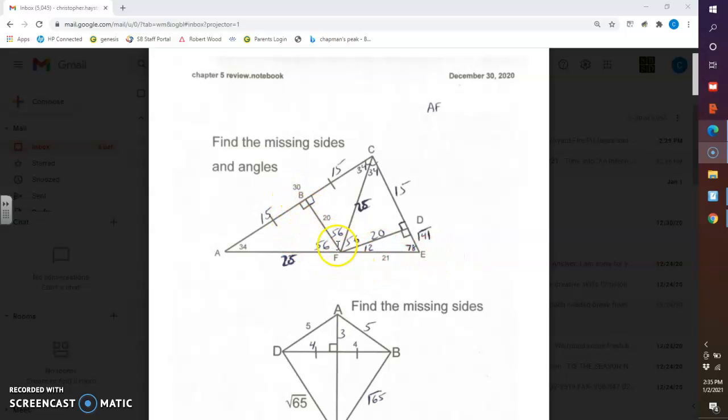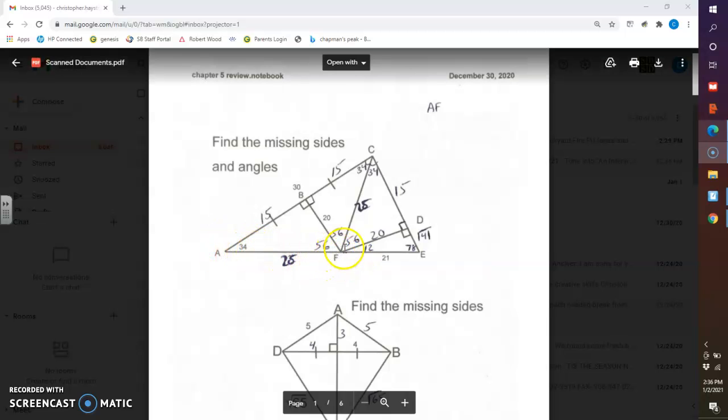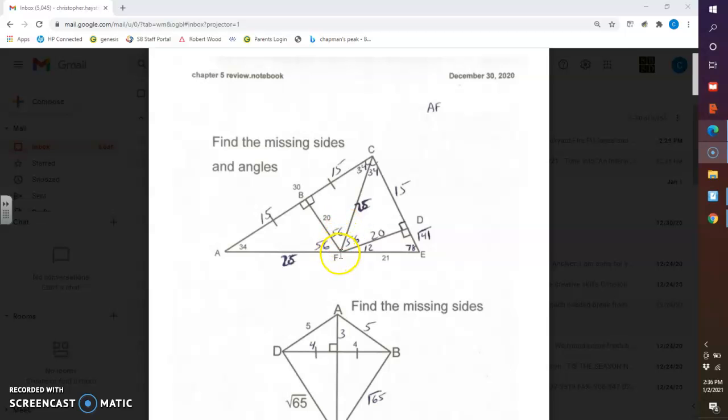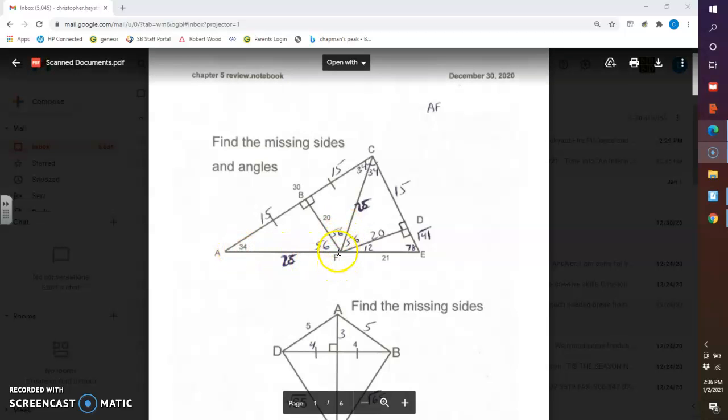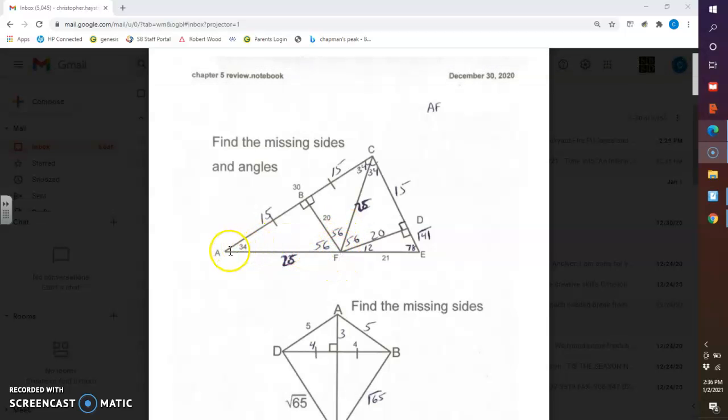So since FB is a perpendicular bisector, AB and BC is 15. By Pythagorean theorem, 15 squared plus 20 squared equals 25 squared. Since AF and FC represent distance from a point on the perpendicular bisector to the end points of the side that's perpendicularly bisected, AF and FC have to be equal. So this is 25 and this is 25.